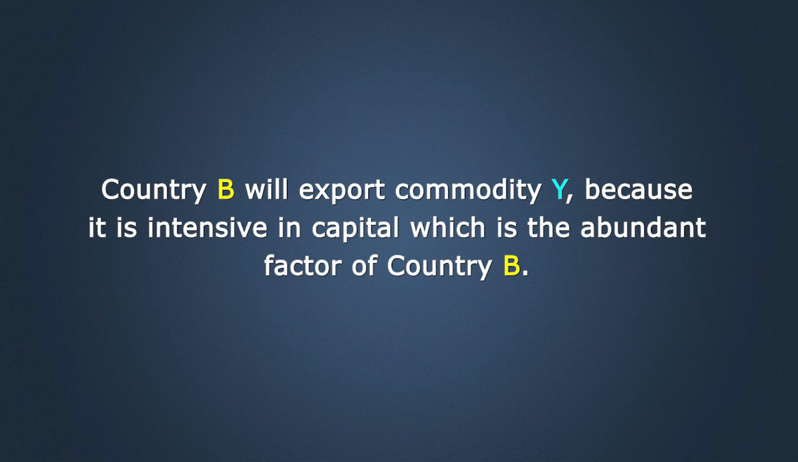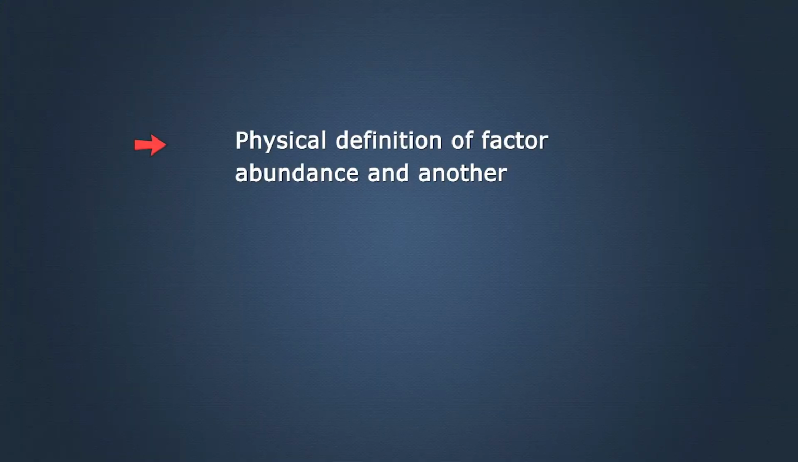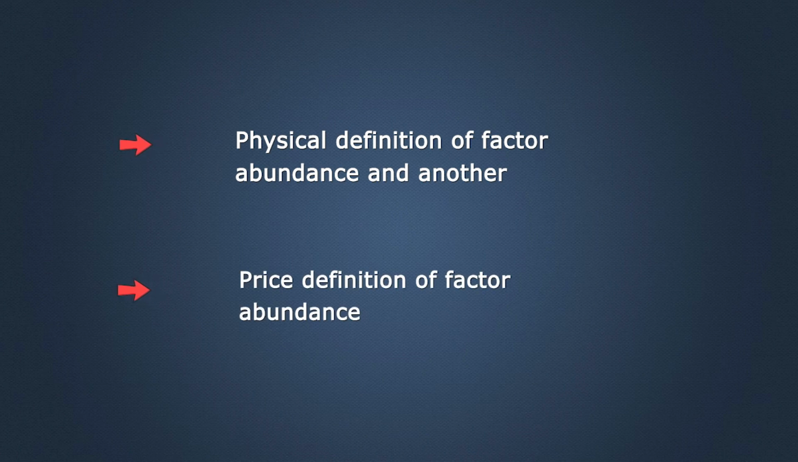In connection with the Heckscher-Ohlin theorem, the most important question that arises is relative to the concept of factor intensity or factor abundance. Now, what is meant by factor abundance? Now, there are two ways to clarify the concept of factor abundance. One is physical definition of factor abundance and another one is price definition of factor abundance.